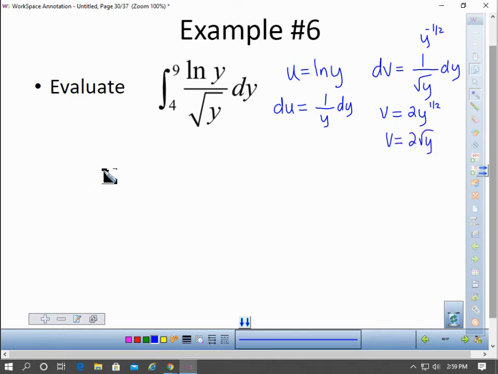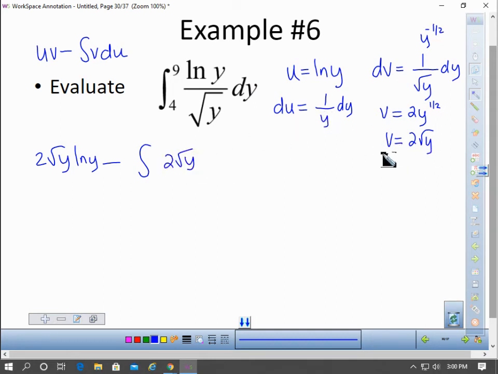Okay. All right. So now we're going to do, remember, it's ultraviolet minus voodoo. Ultraviolet voodoo. So it's the u times the v. So that means it's going to be ln of y times the 2 square root of y. I'm just going to put that in front so it looks all right. Okay. Then it's minus the integral of v du. So v is 2 square root of y, and the du is 1 over y dy.